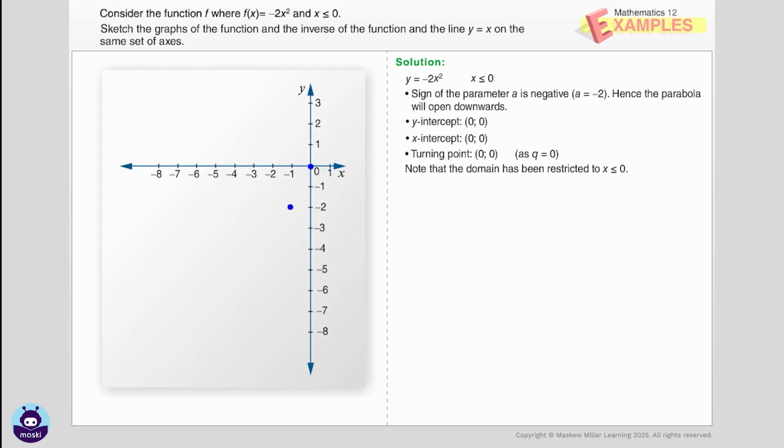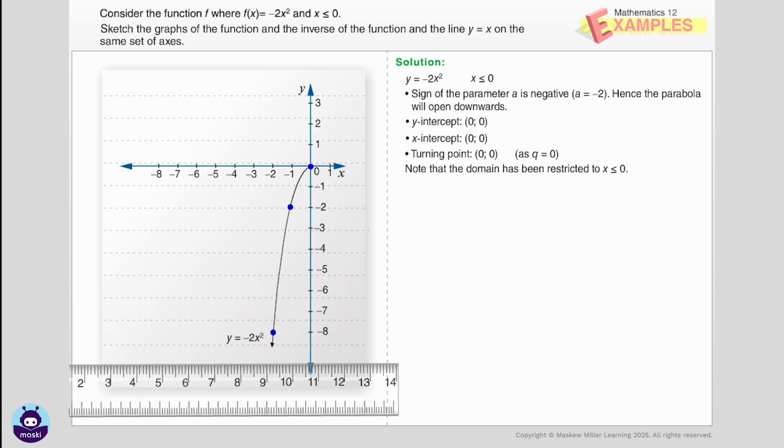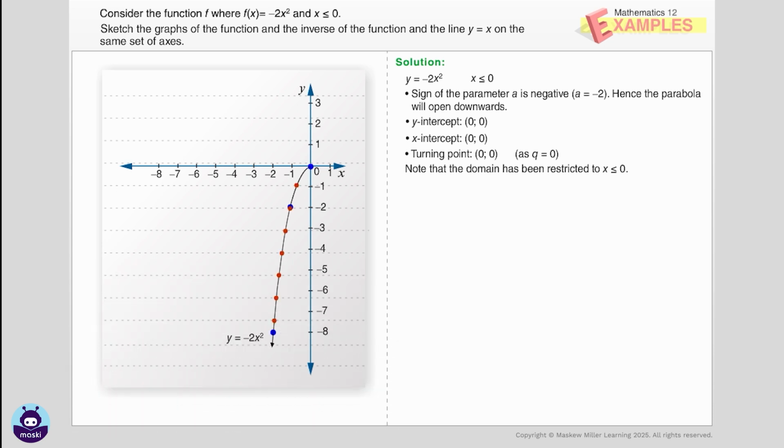When x equals negative 1, y equals negative 2. When x equals negative 2, y equals negative 8. Let us perform the horizontal line test on this graph. We can see that the horizontal line cuts the parabola at only one point. Hence, it is a one-to-one relation.